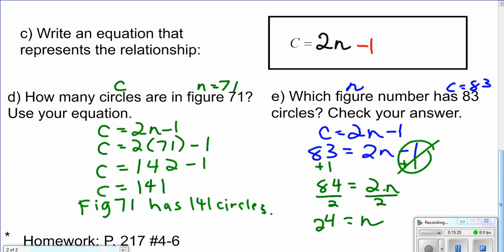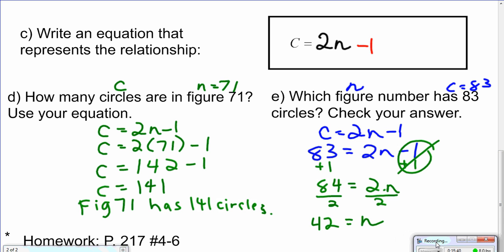So figure number 41, whoops, 84, what was that? Here. Figure number 42 has 83 flowers. Circles. I don't know where flowers come from.